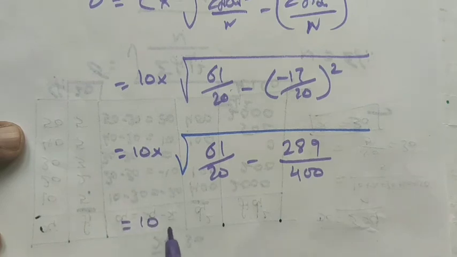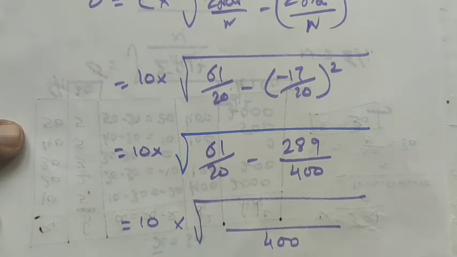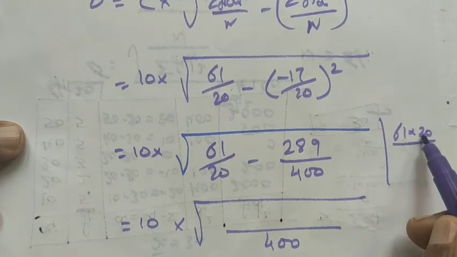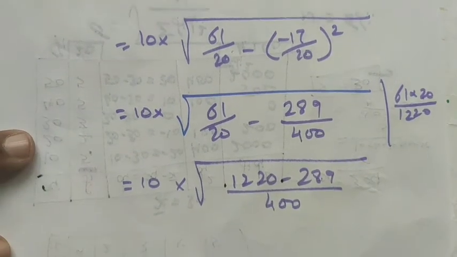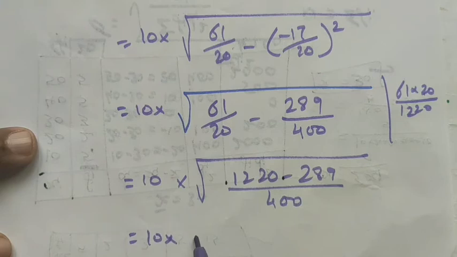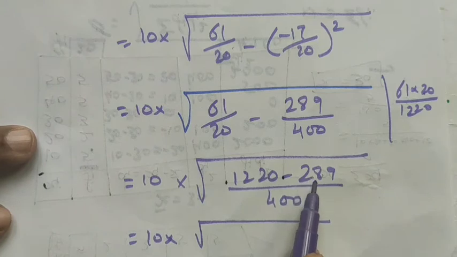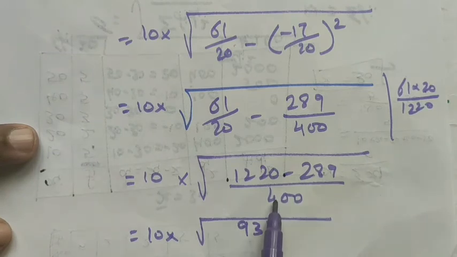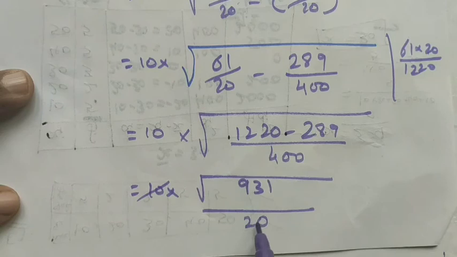Now take the LCM for these terms. The LCM is 400, which means we have to multiply 61 by 20, and 61 into 20 is 1220. So we have 10 into root of 1220 minus 289 divided by 400. When we subtract, we get 931, and the 400 will be taken out. It is a perfect square, so we get 20, and taking it out of the root, we get 10 over 20.